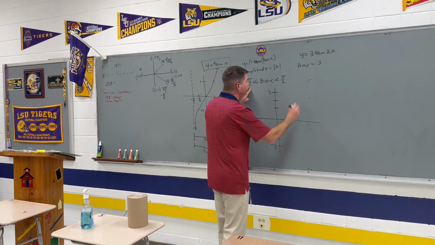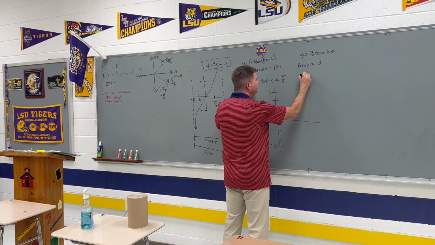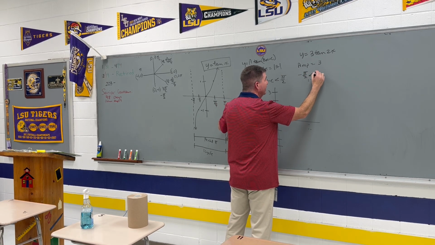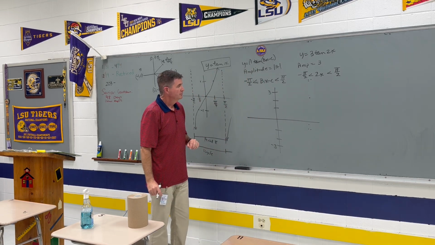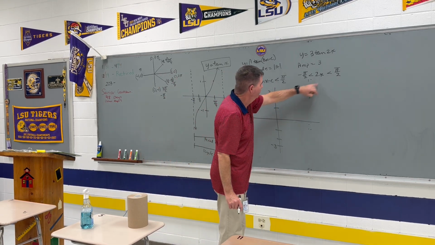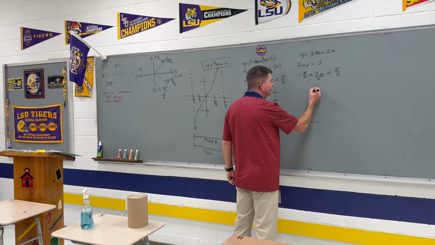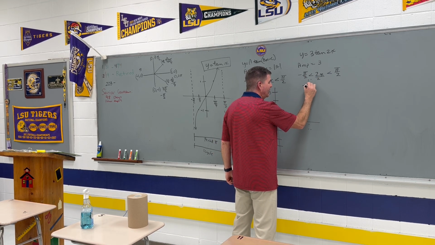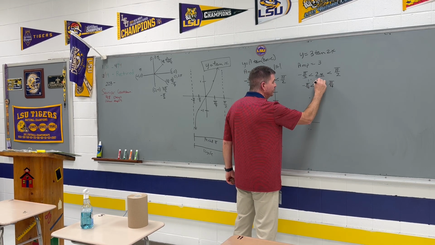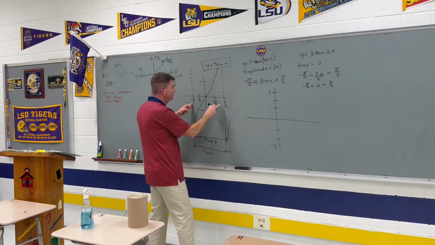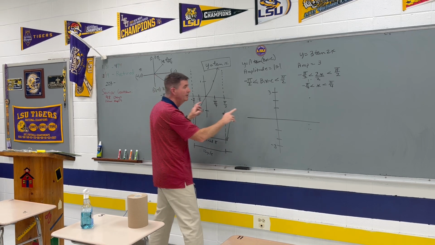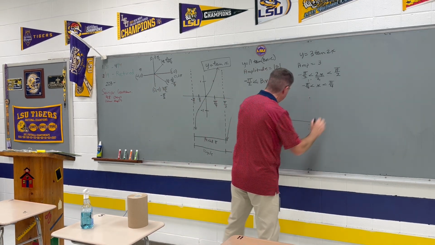Now we have the equation itself: -pi/2 is less than, in this case, 2x, which is less than pi/2. We want to get x by itself, so we divide by 2. So -pi/4 is less than x, which is less than pi/4. Divide by 2 there also. So now, instead of our asymptotes being -pi/2 and pi/2, our asymptotes are going to be -pi/4 and pi/4.